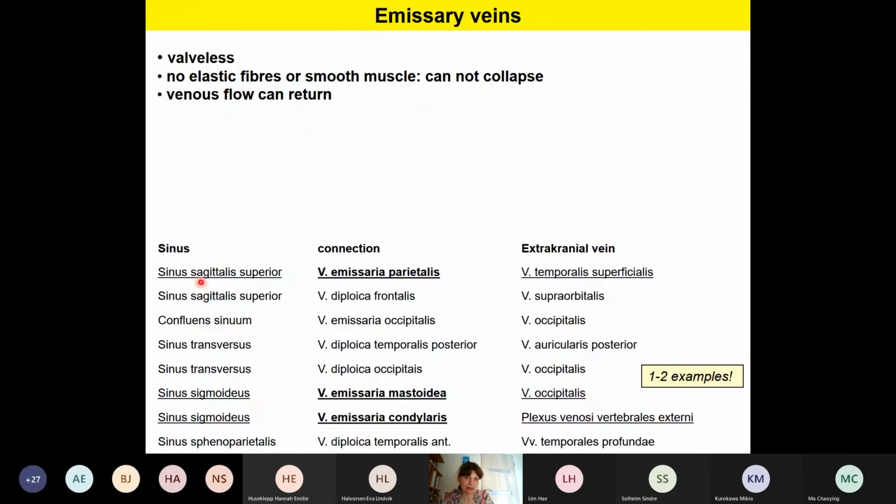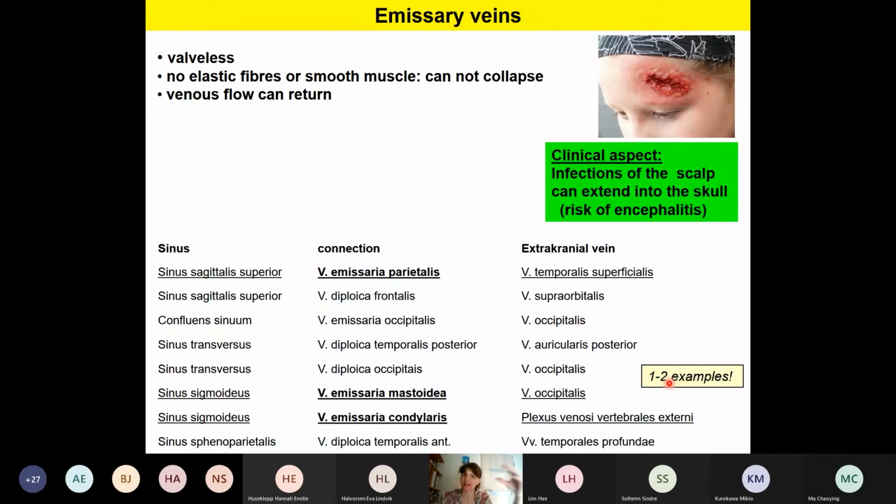This table shows some examples for emissary veins. Yes, I underlined the most important connections. So naturally, you do not have to know all of these sites, only some examples. But clinically, they are also important because infections can spread, can extend into the intracranial space via these veins, because these are valveless and they do not have any elastic or fibrous or smooth muscles similarly to the dural sinuses, so they cannot collapse. So as a consequence, if you have an infection, the venous flow can return. So that's why if you have a wound here on the scalp, it can be dangerous.